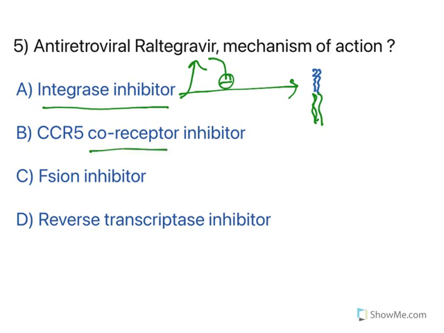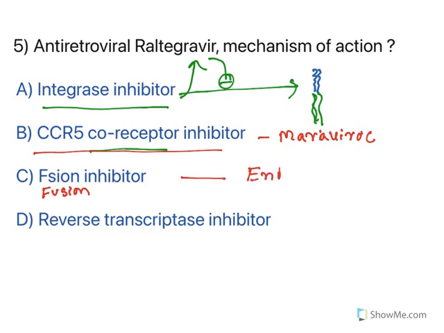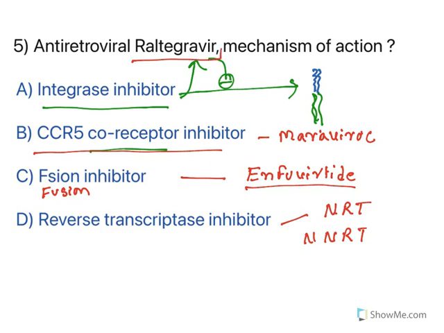Now co-receptors are there, known as CCR5 receptors. An example for this is Maraviroc. Maraviroc is the drug which blocks co-receptors present on the cells. Now this is a fusion inhibitor. Fusion inhibitors are drugs like enfuvirtide. So the viral cell will be fused with the CD4 cell, and that fusion is inhibited by drugs like enfuvirtide. Now reverse transcriptase: nucleoside reverse transcriptase inhibitors and non-nucleoside reverse transcriptase inhibitors are there, like zidovudine, lamivudine, nevirapine, all of them will come here. Now the question here, Raltegravir, the mechanism of action is integrase inhibitor.